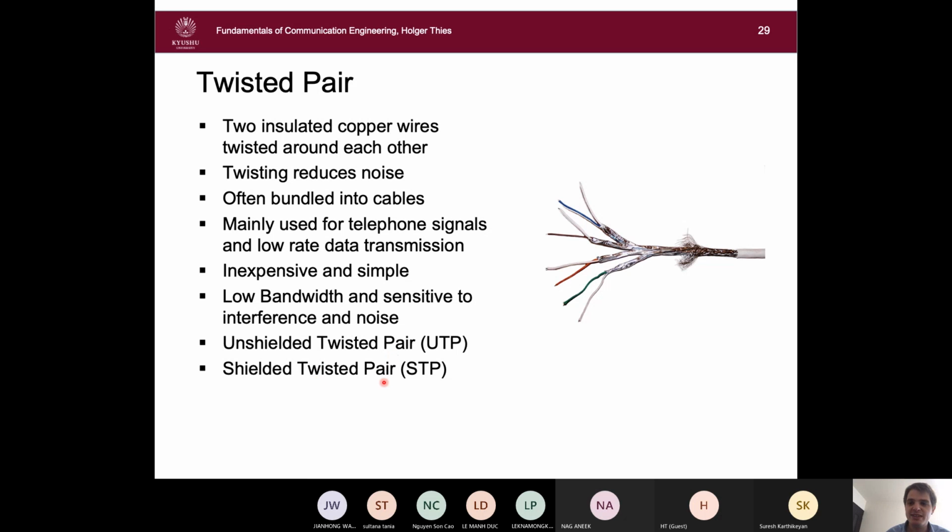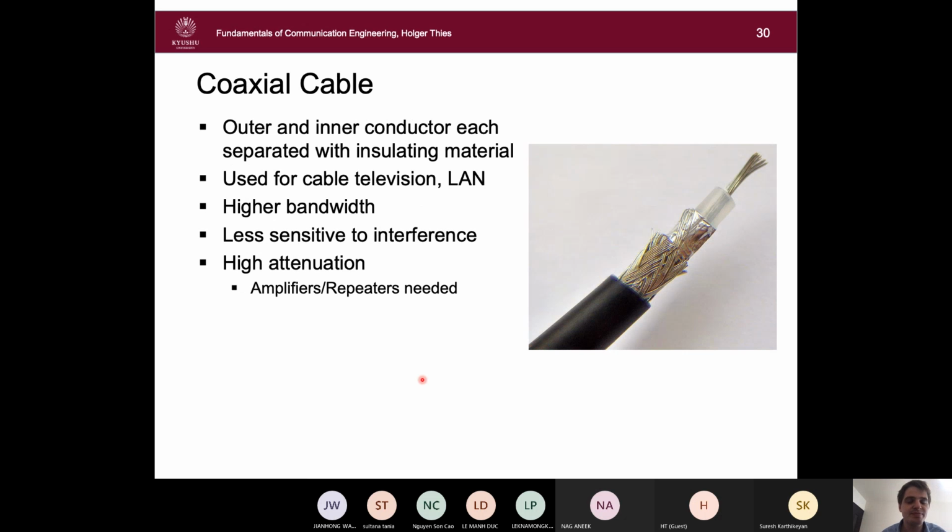And there's shielded, which means that there's some shielding material used to shield the cable from noise. But this makes the cable, of course, more costly and more difficult to install. And the unshielded one is often used, for example, in Ethernet and telephone cables, where it's more important to have cheap and easy to install cables than to have shielding.